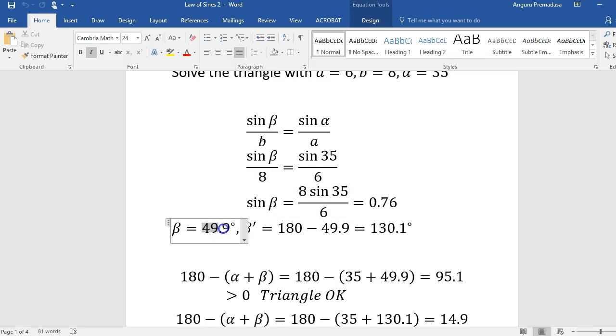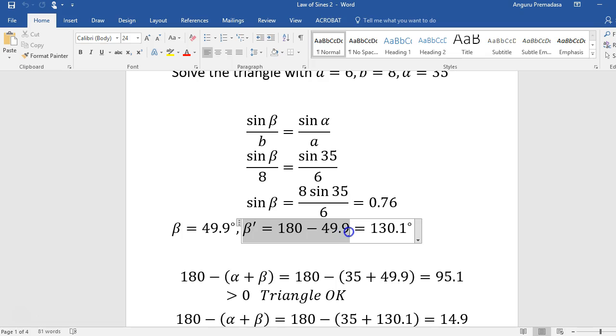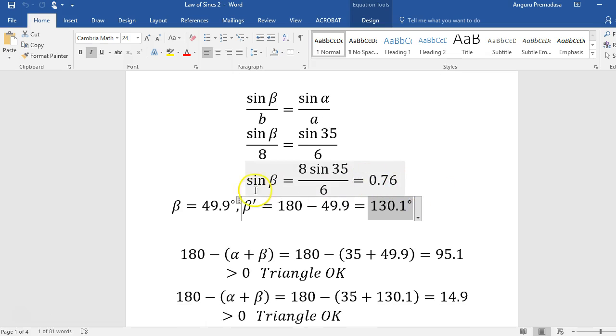The beta we get is 49.9, and then as usual we know that there is another beta prime in the second quadrant which has the same sine value. So how do you find that beta prime? You subtract that original beta from 180, and you get 180 minus 49.9, which is 130.1. So you got the two betas, right? The two betas are 49.9 and 130.1.